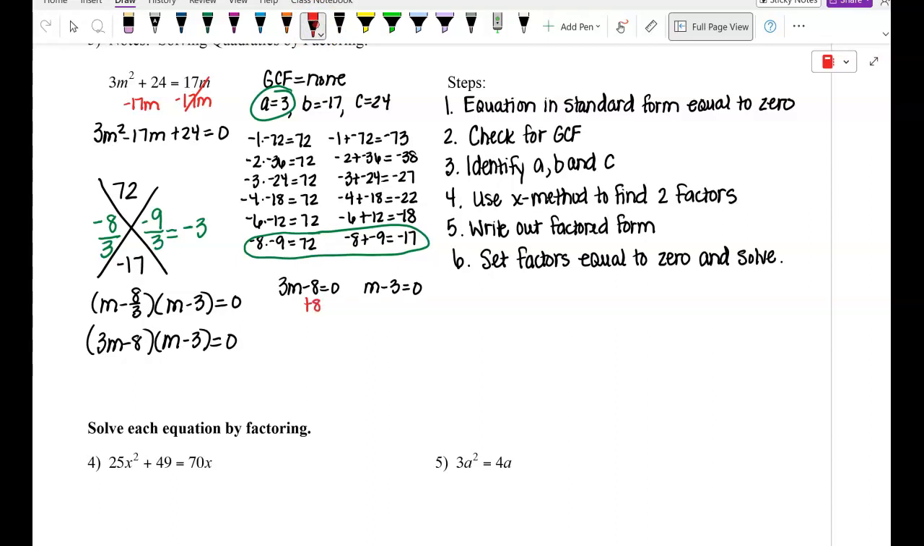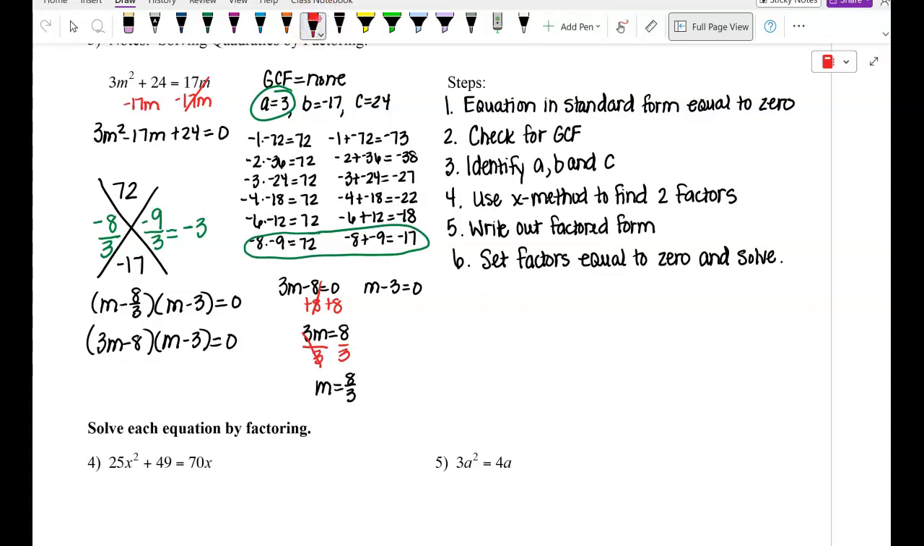Here I'm going to add 8 to both sides. 3m equals 8. Divide by 3. M equals 8/3. So even though it's a fraction, that is one of my x-intercepts. X-intercepts don't have to be nice, whole, pretty numbers all the time. So one of my x-intercepts is 8/3.